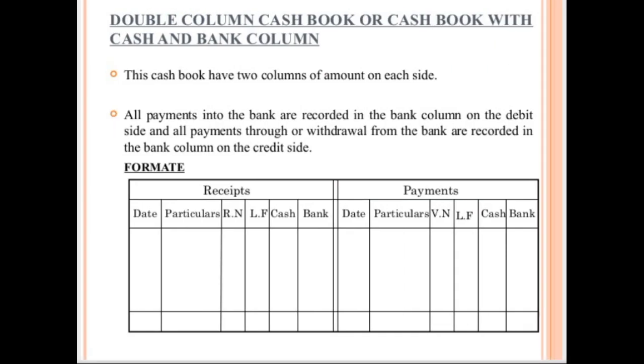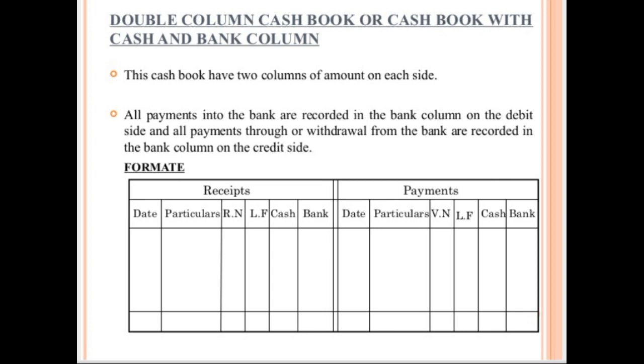Next is the double column cash book, or cash book with cash and bank column. I have told you before that in this type of cash book there would be two columns. One would be for cash and the second would be for bank. So this cash book has two columns of amounts on each side, on debit as well as on credit.